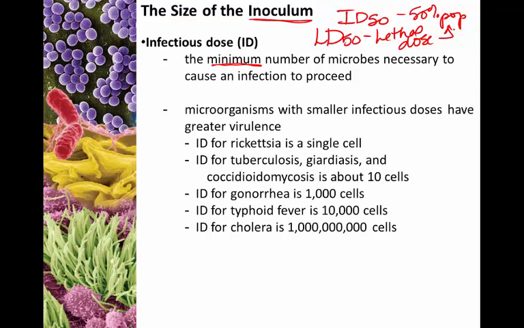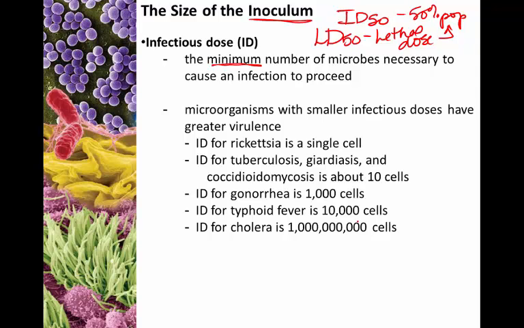A couple of examples here. The infectious dose for rickettsias, think Rocky Mountain spotted fever, is a single cell. The ID for tuberculosis, giardiasis, coccidiomycosis, about 10 cells. Gonorrhea, it's 1,000. Typhoid, it's about 10,000. For cholera, it's about 1 billion.